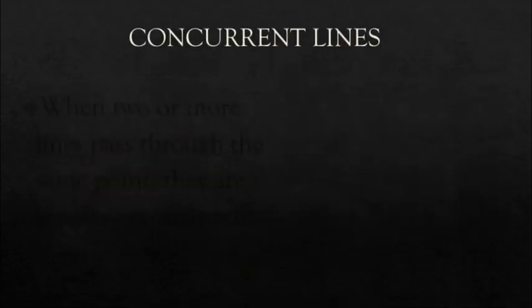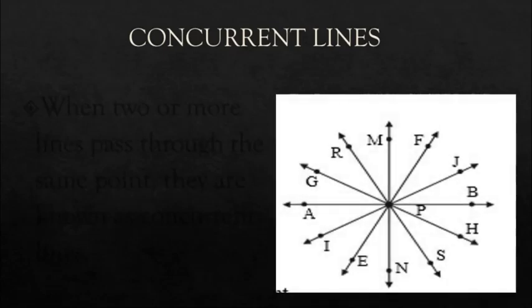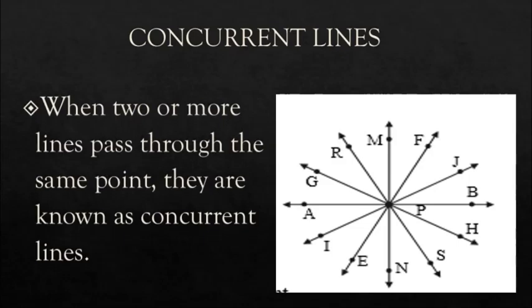Next is concurrent lines. Now here in this figure you can see that from a single point, that is P, so many lines are passing. That means when two or more lines pass through the same point, they are known as concurrent lines. If I have to say it in simple terms, a set of lines are said to be concurrent if they all intersect at the same point. So here all the lines are intersecting at the point P.